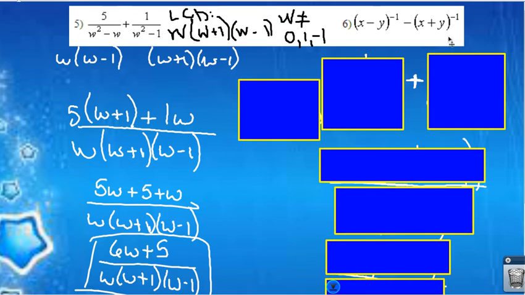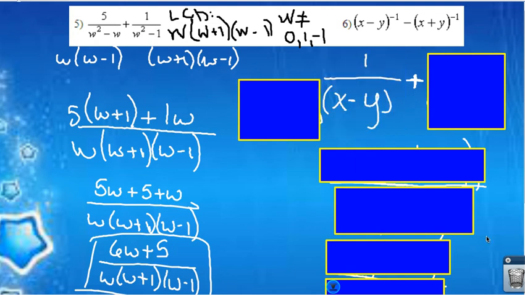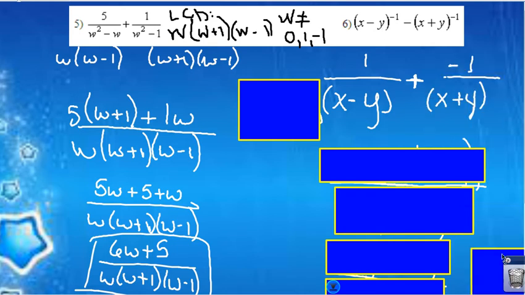For number 6, we have to deal with the negative exponents first. So the first thing we're going to do is flip these fractions over. This negative brings this factor of x minus y into the denominator. Same thing with this other negative. It brings the factor x plus y into the denominator. And I tend to like to write these as addition problems, so I normally take a negative, if it is in the middle here, and put it to the numerator of that fraction.